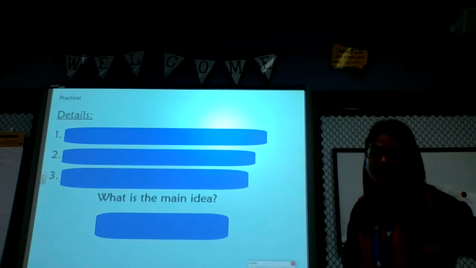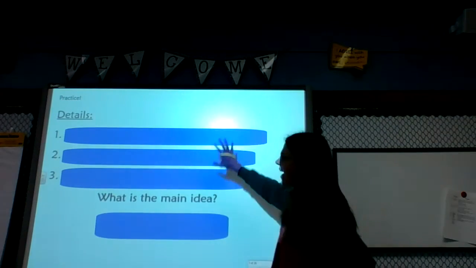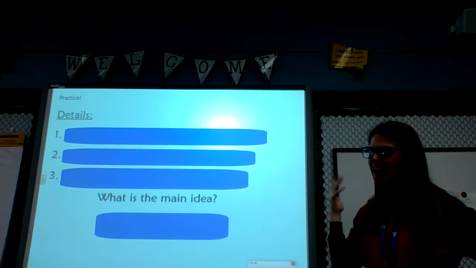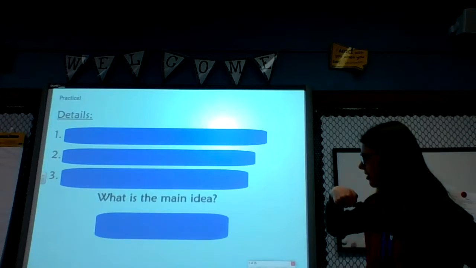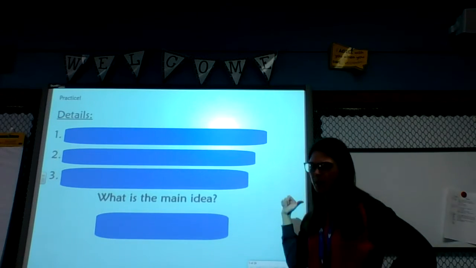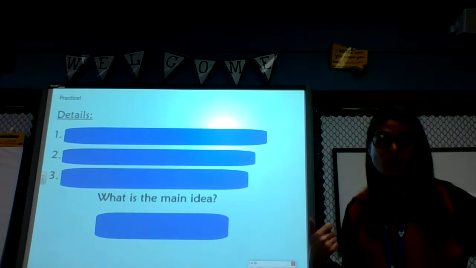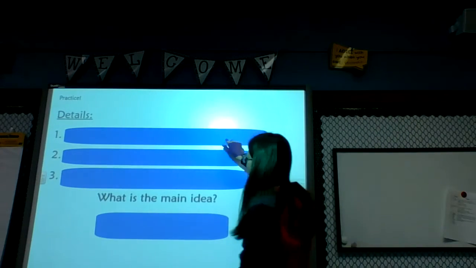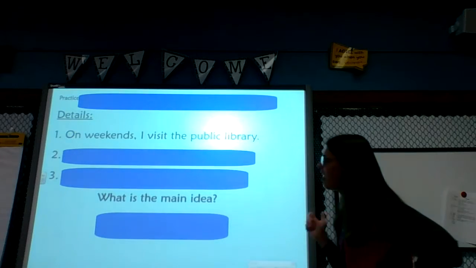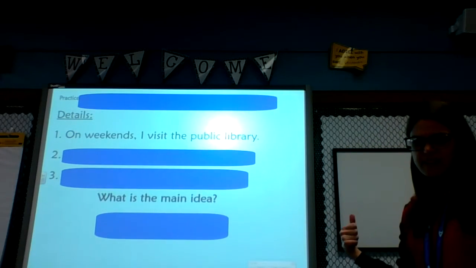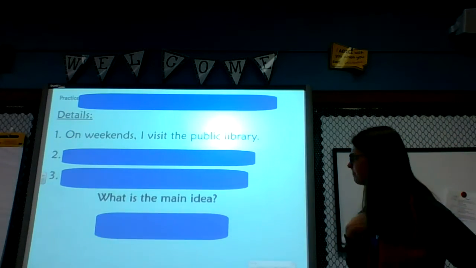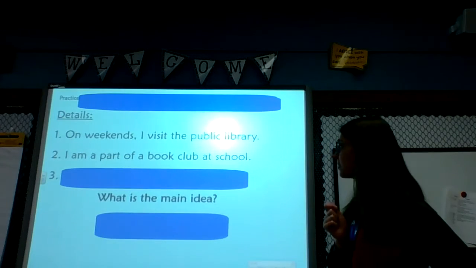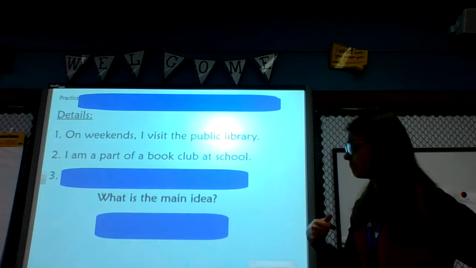Let's do a little practice. Okay, so I have 3 details under these blue bars right here, and I'm going to read those details. I want you to read them in your head as I'm reading them out loud, and then together we're going to see if we can come up with the main idea. So let's look here. Here we have, on weekends, I visit the public library. There's another detail. I am part of a book club at school.